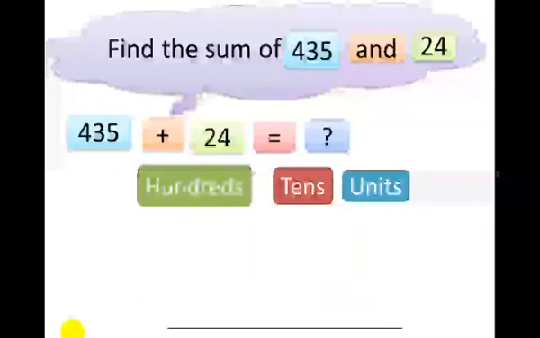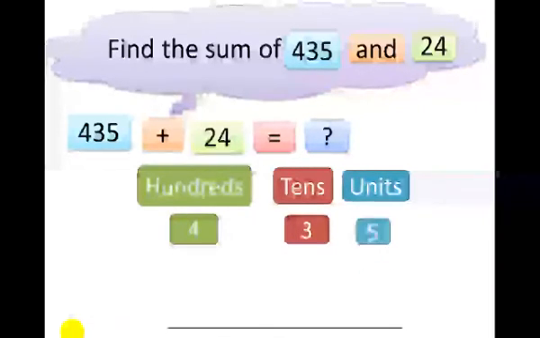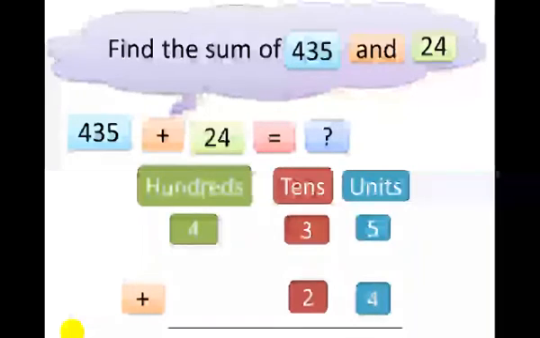First, we start from 435. The 4 is 400, the 3 there is 3 tens, and the 5 in 435 is 5 units. Plus, always remember to put the sign. 24 is a two-digit number. The 2 is 2 tens, and the 4 is 4 units.